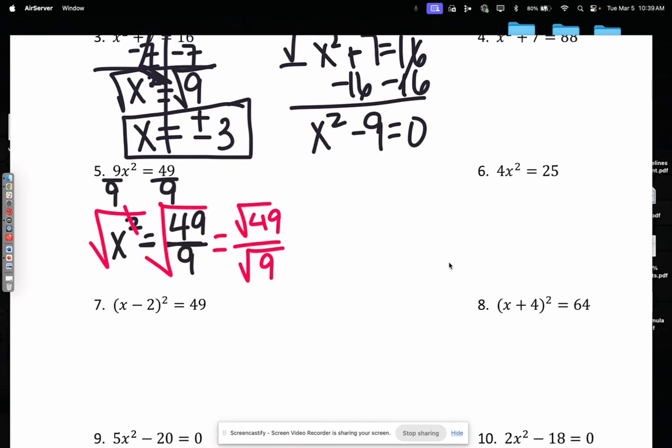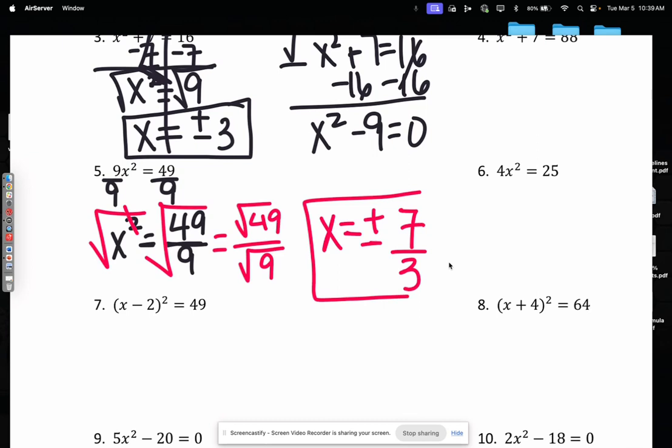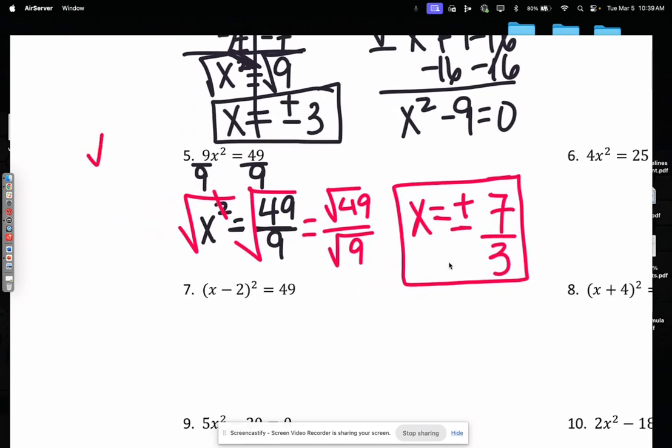When we do that, the square root of x squared is x. The square root of 49 is 7, and the square root of 9 is 3. So x equals plus or minus 7 over 3. And again, you can check this on the computer. If you're going to check it, you would need to move that 49 over by subtracting it, and you would look to see, in fact, if the roots are positive 7/3 and negative 7/3.